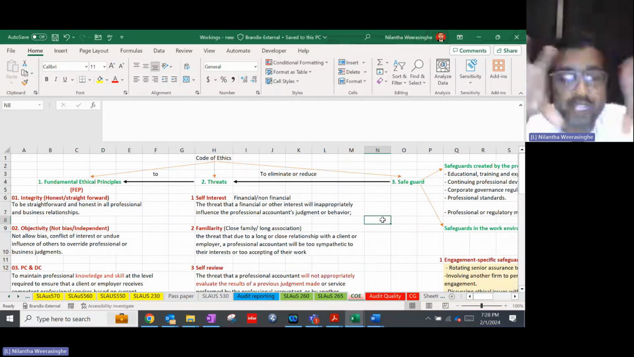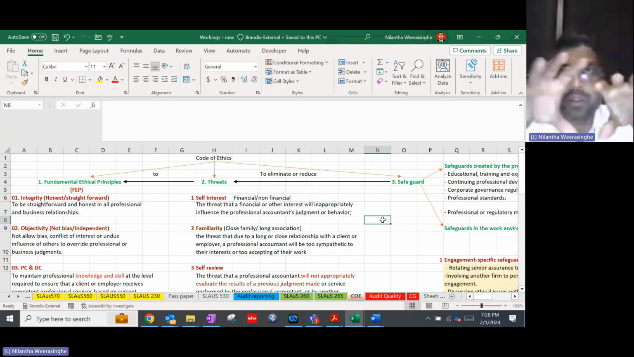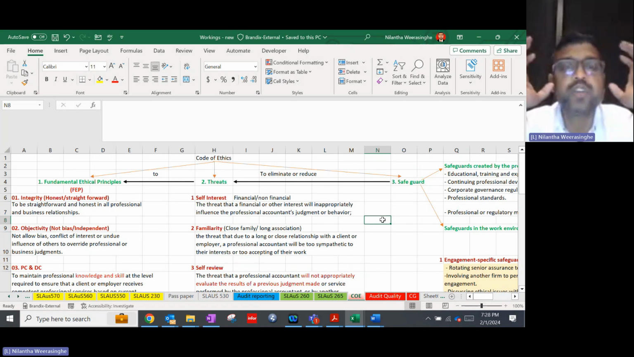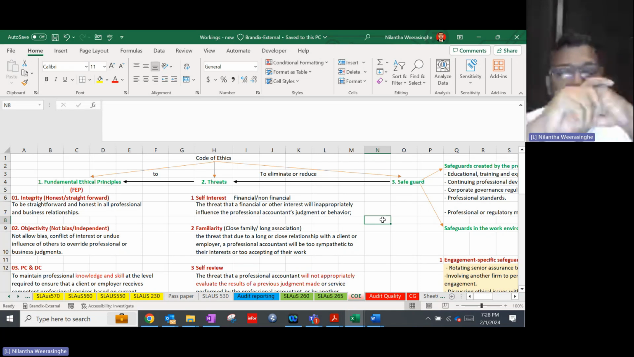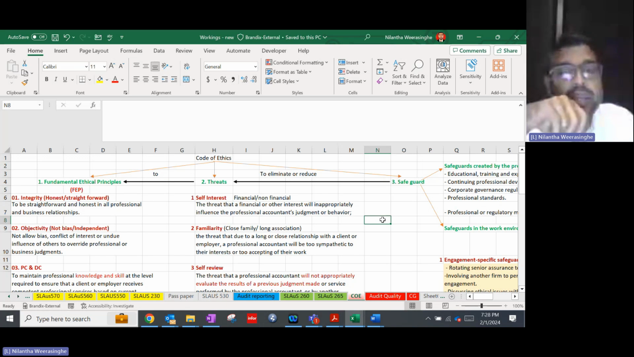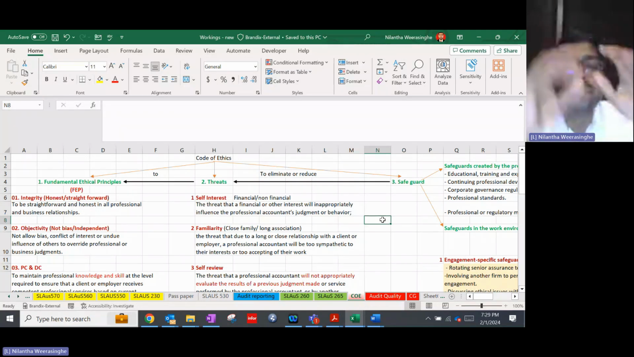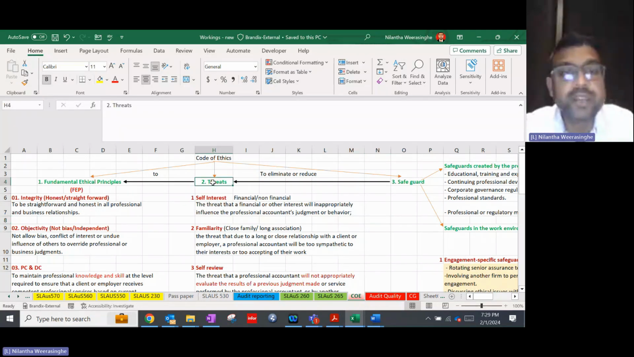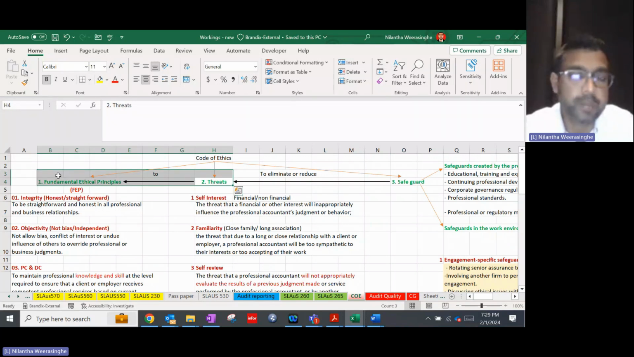Right? Fine. Code of ethics. This is a very focused exam session. Listen to me properly and grab these, then you can map this in your mind, right? So when we talk about code of ethics, there are only three things to learn. What are they? Number one, we need to understand 5 fundamental ethical principles. And 5 threats. Threats to what? Threats to the fundamental ethical principles.